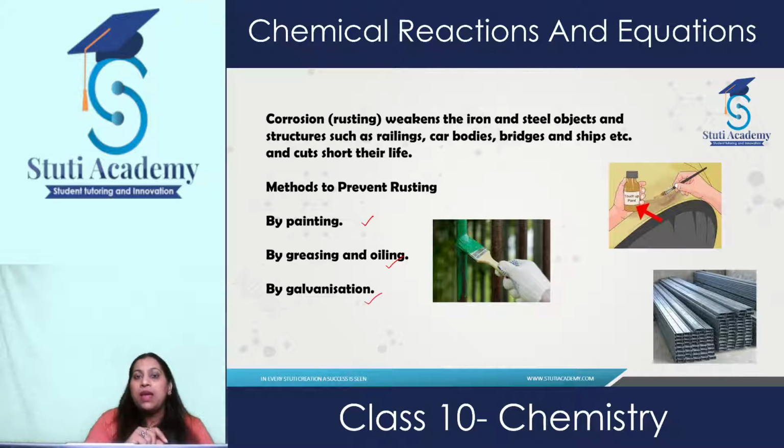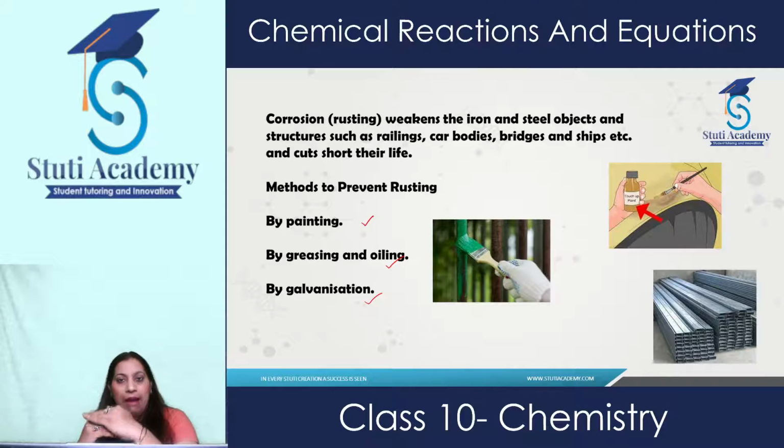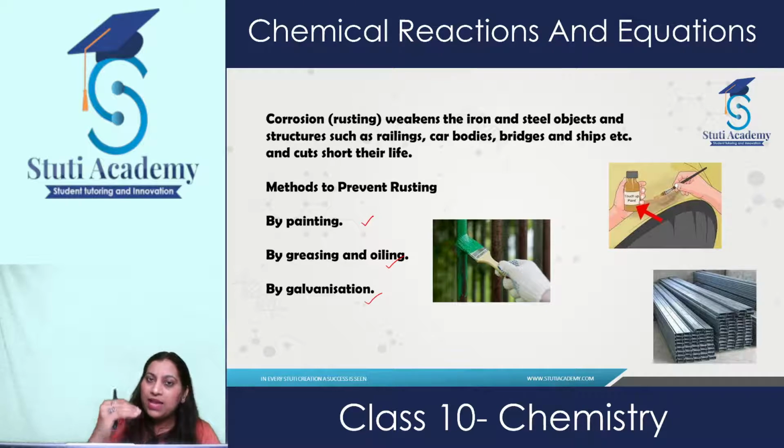So if we apply a coat of paint on iron object, it acts like a barrier between the iron and the oxygen and water which is present in the atmosphere. This paint acts like a barrier. It does not allow iron to come in contact with the oxygen and water. So it prevents the iron objects from rusting.